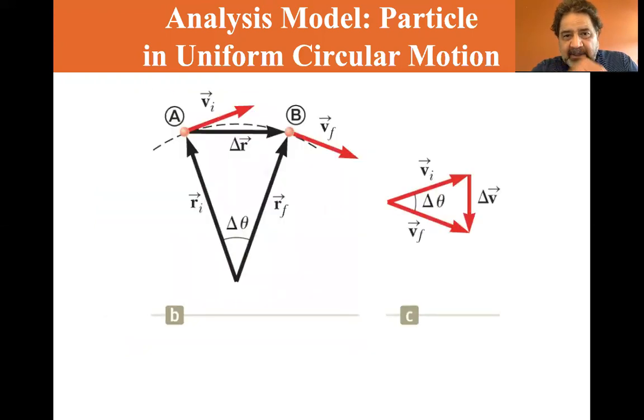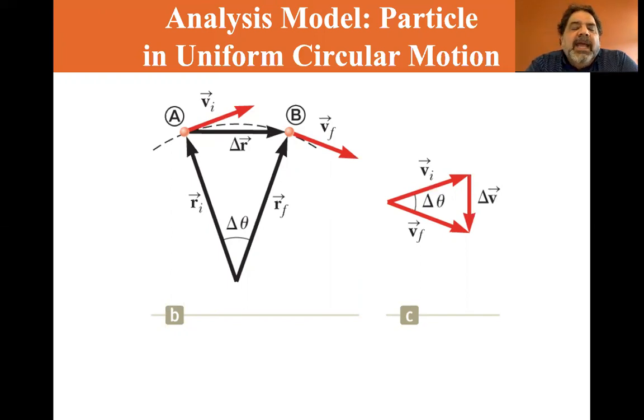Okay, now let's look at this. We have a position in the black. We show the R initial, R final. The vector has moved. Delta R is the change in the position vectors. And we can see the velocity at A is going up towards the upper right. On B, it's down towards the lower right.